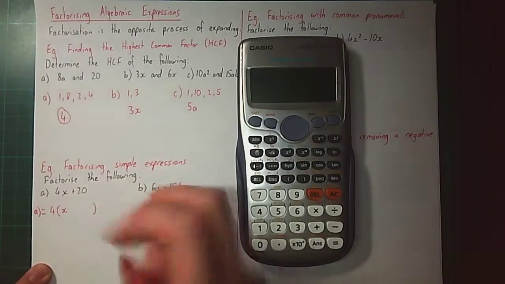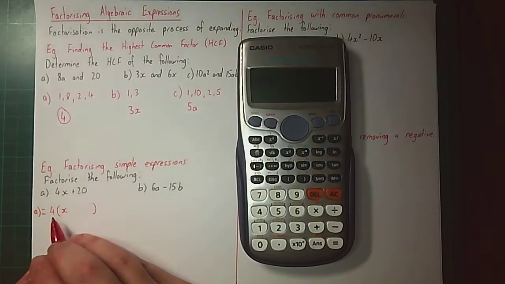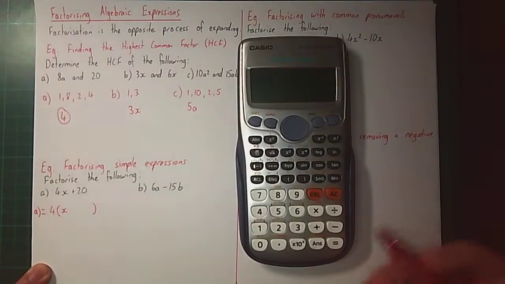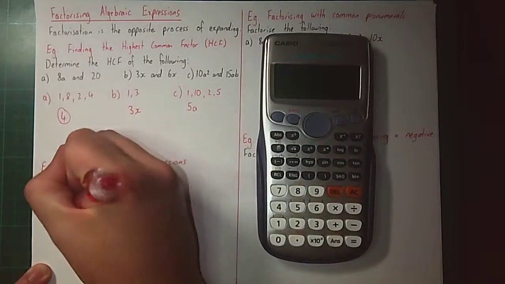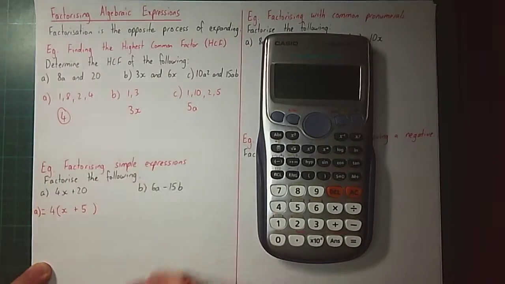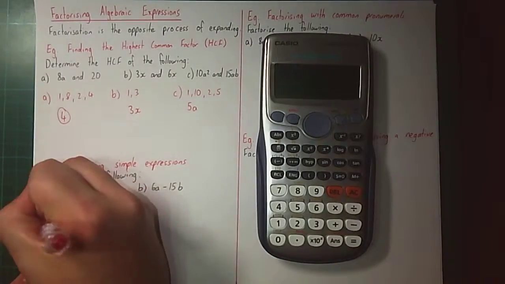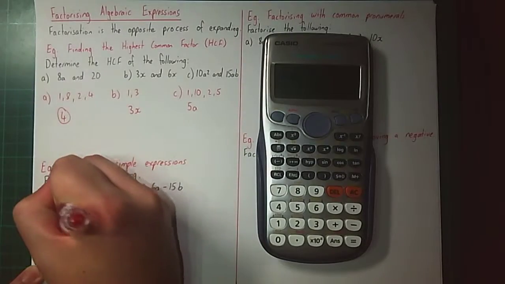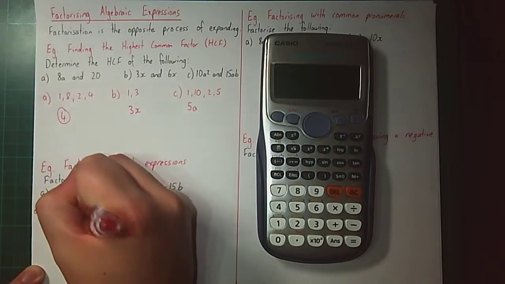So we're actually dividing. 4x divided by 4 just leaves x. And we know that 20 divided by 4 gives us 5 because we did it before on our calculator. So we're going to have 20 divided by 4 is 5, and it's a positive 5, so that's going to be our answer. I'll just write it again, just a bit neater. So it's 4 outside of x plus 5.